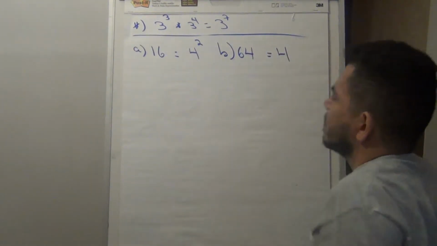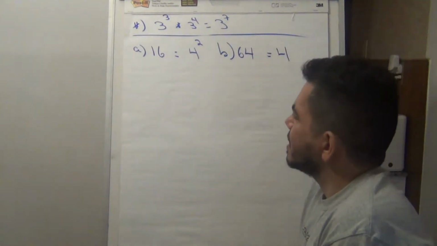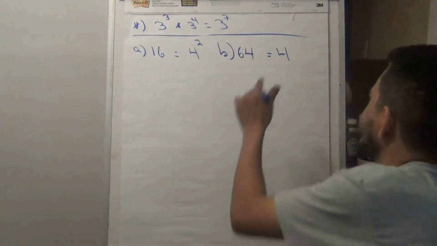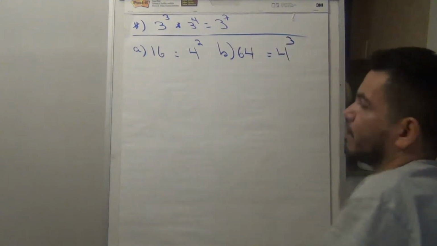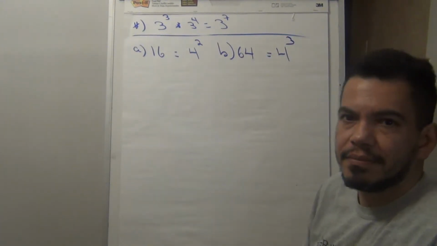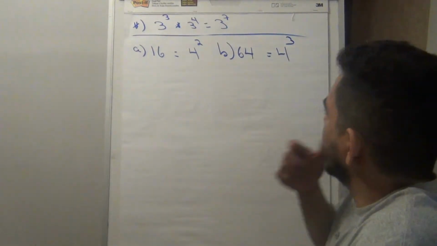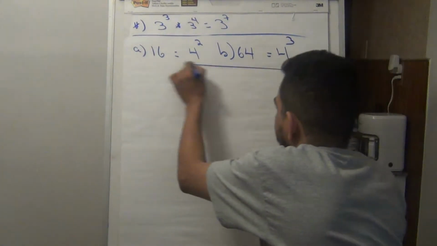So 4 to the something power, let's see. 4 times 4 is 16, times 4 is 64. Oh my god, yes! 4 to the 3rd power. See? Alright, so 4 to the 3rd power. Okay, so we're done with that.